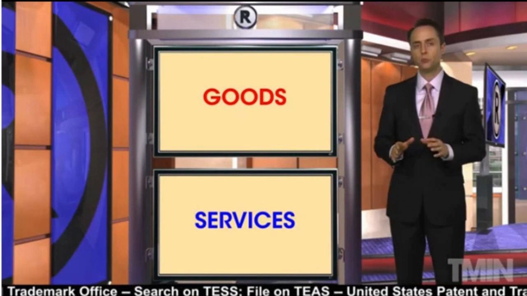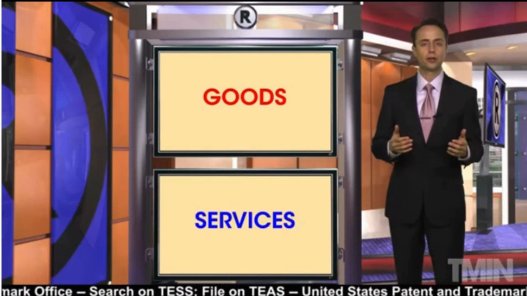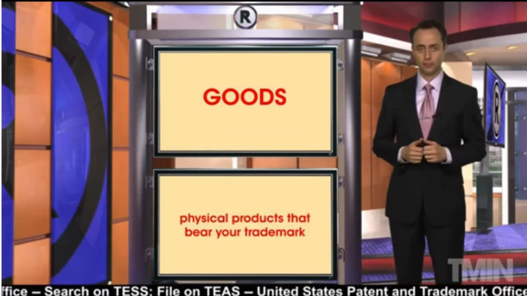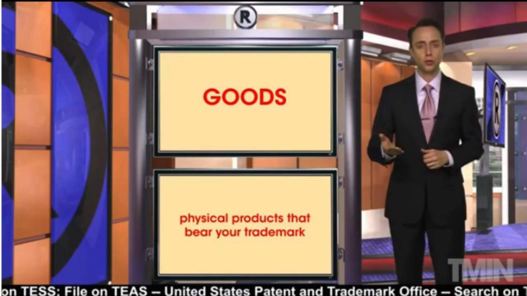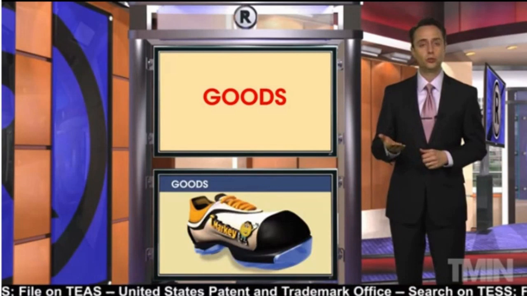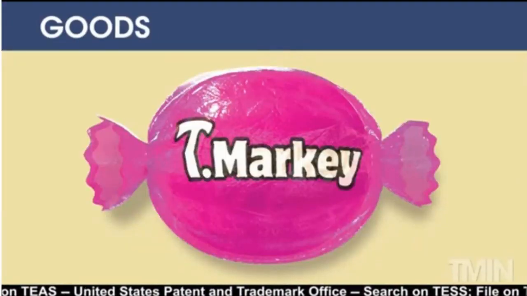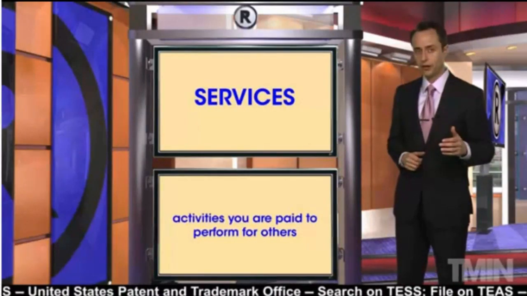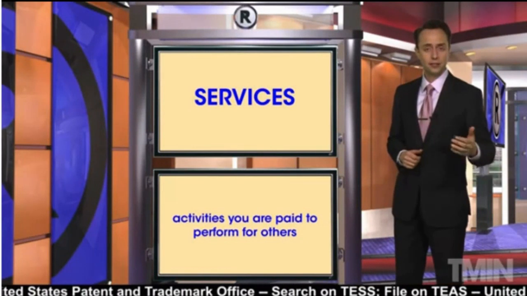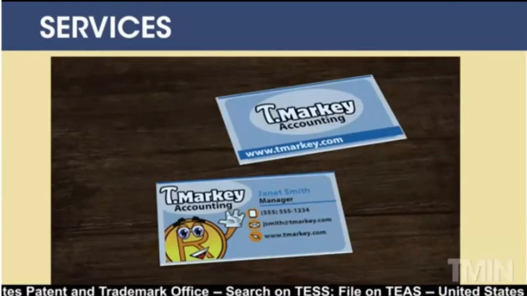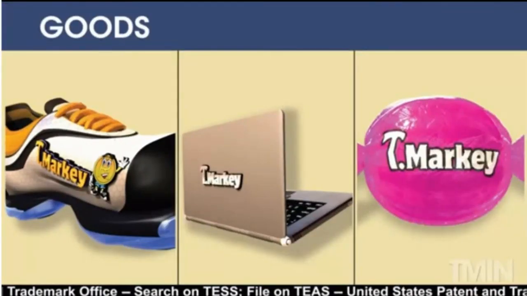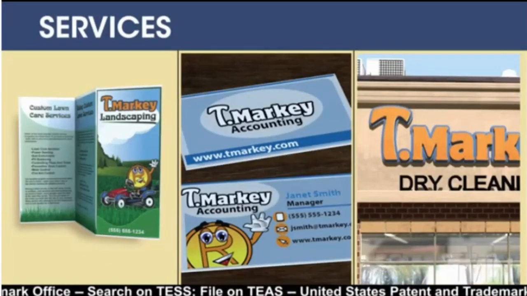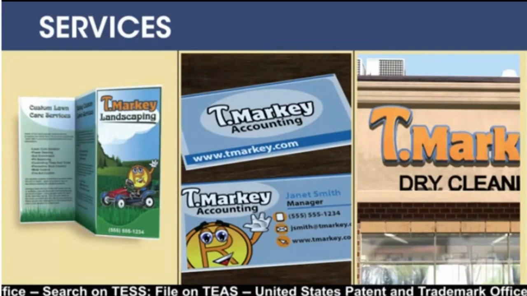We'll look at some examples of acceptable specimens in a minute, but in order to know what to submit, you must first know whether you are a goods provider or a services provider. You are a goods provider if customers purchase physical products from you that bear your trademark, like shoes, or laptops, or candy. You are a services provider if customers pay you to perform an activity for them, like landscaping, or accounting, or dry cleaning. See the difference? Goods are things that bear your trademark. Services are activities that you perform for others.